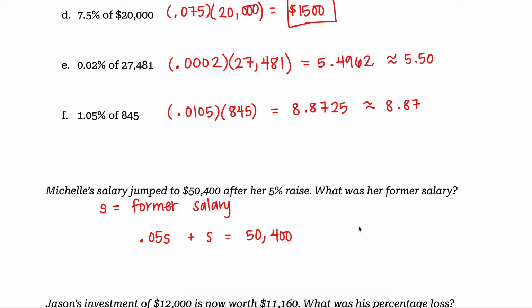Sometimes people can get a little tripped up here with what to do on the left-hand side. You're just adding. These are like terms. And remember, the second S really has a 1 in front of it. So what you're doing is you're adding 0.05 to 1, and you just end up with 1.05S equals the 50,400. So to solve for S, you're just going to divide both sides by 1.05. Running out of space here. But when you do that, you find that her initial salary, her starting salary, was $48,000.